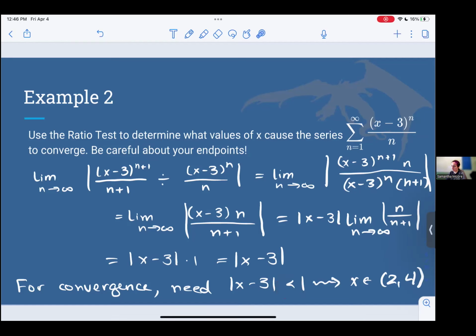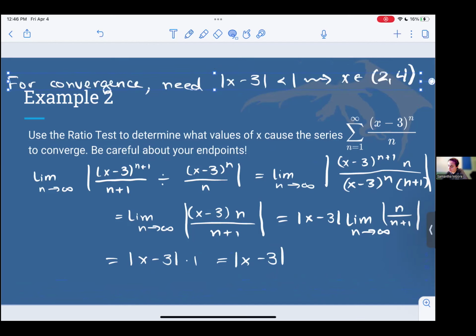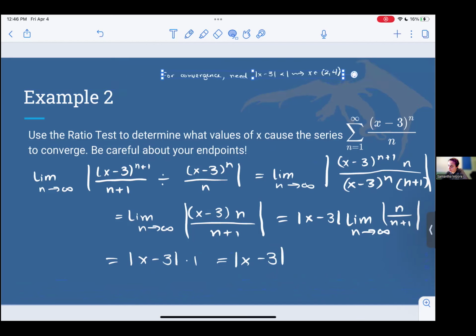Okay, so that's one thing that we can conclude, and that was part of our answer. We need to figure out exactly where it converges and exactly where it diverges. The ratio test also says that it diverges if our ratio is greater than 1.